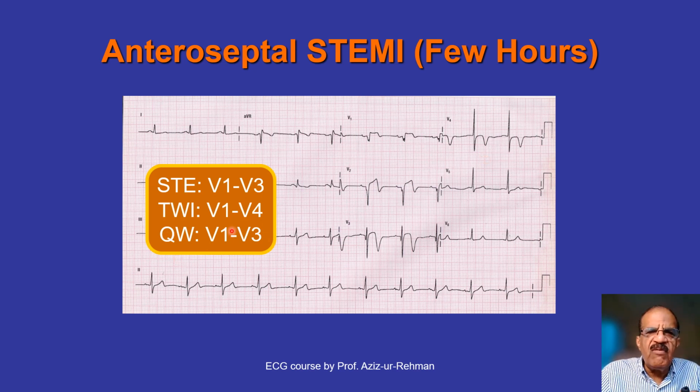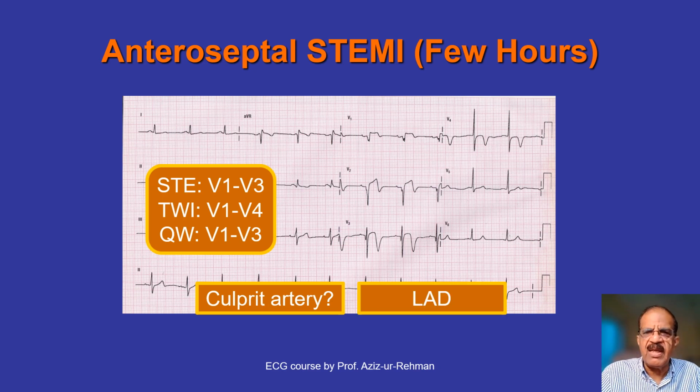T wave inversion V1 to V4, and Q waves in V1 to V3. This is QS complex, and this is the Q wave. So I think it is anteroseptal STEMI of several hours. And culprit artery, just like the previous ECG, it is left anterior descending artery.